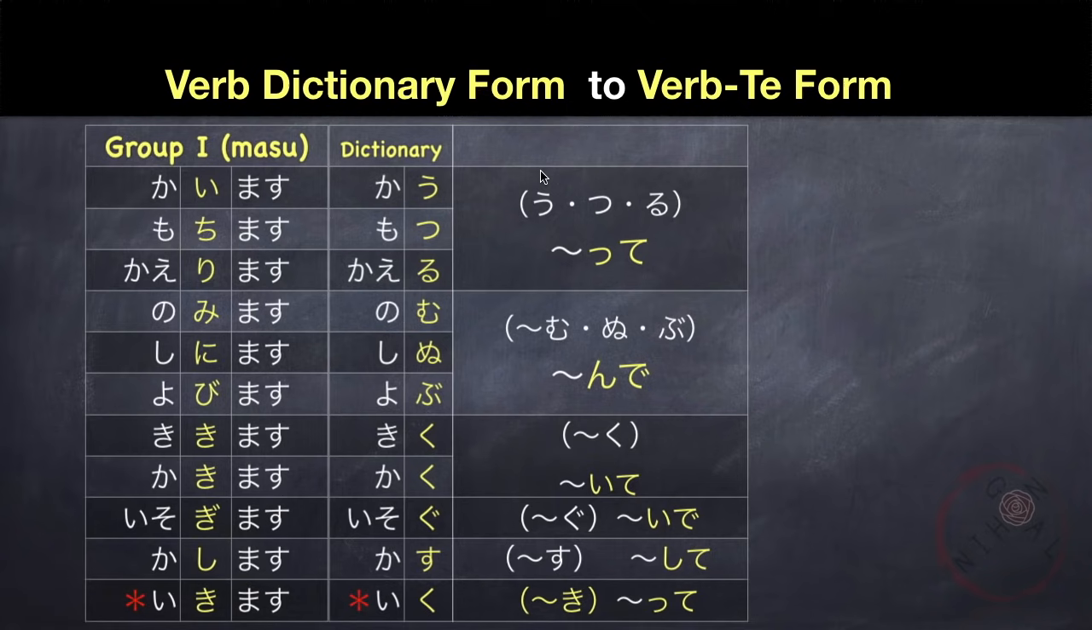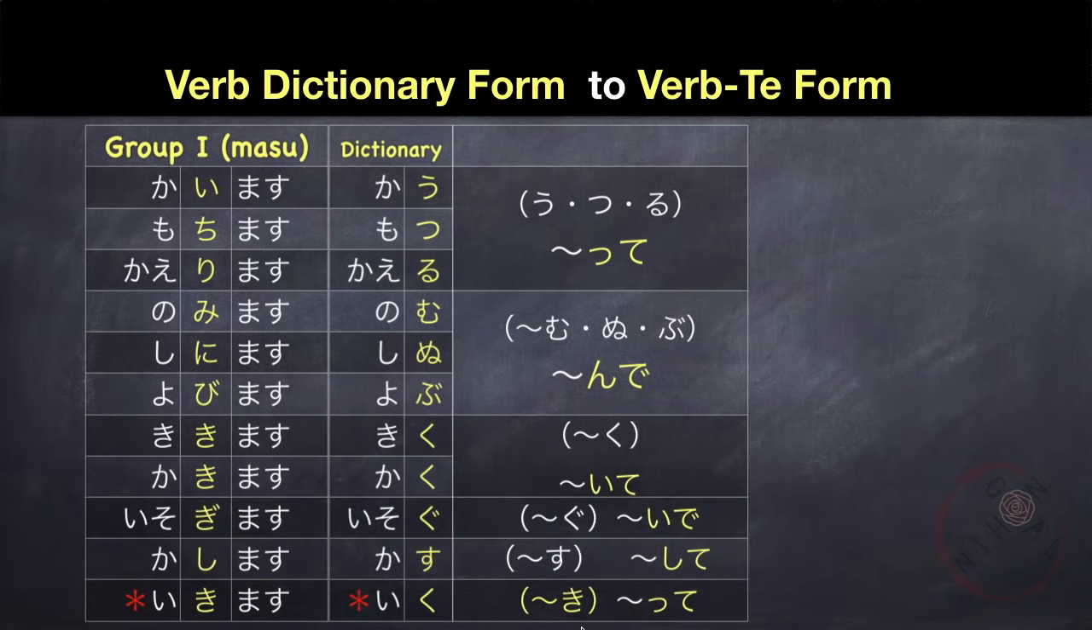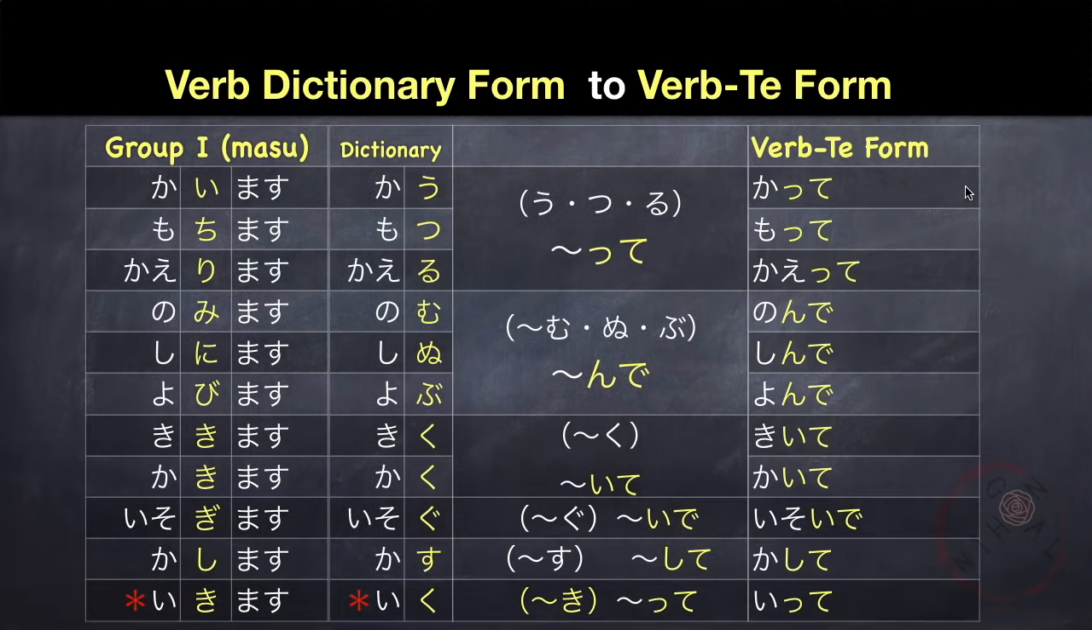here are the rules. For verbs ending in u, tsu, and ru, we change those into small tsu followed by te. For verbs ending in mu, nu, and bu, we change that to nde. For verbs ending in ku, we change that to ite. For verbs ending in gu, we change that to ide. And for verbs ending in su, we change that to shite. And for our special verb, which is ikimasu, we change ki to small tsu followed by te.